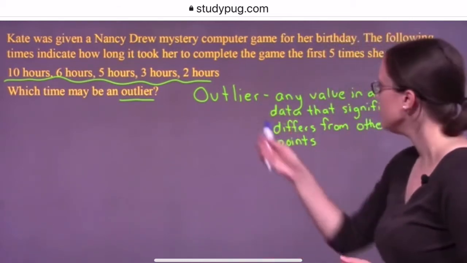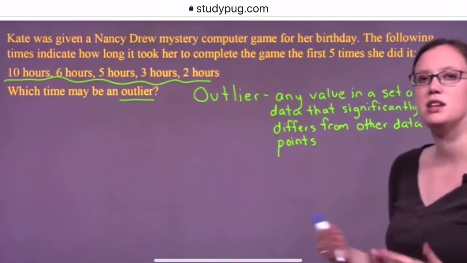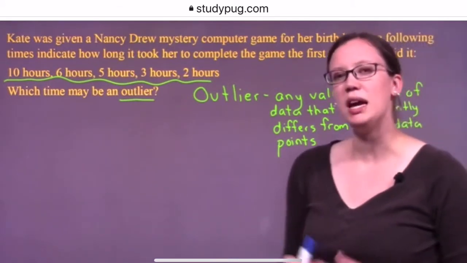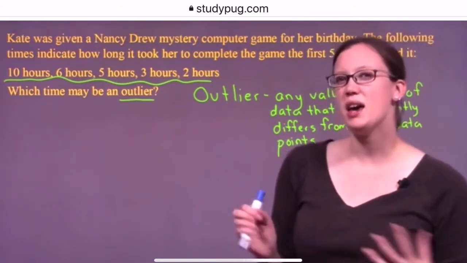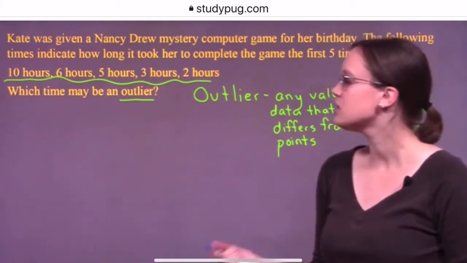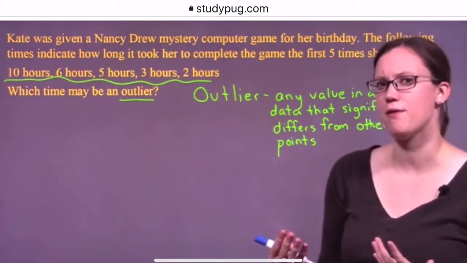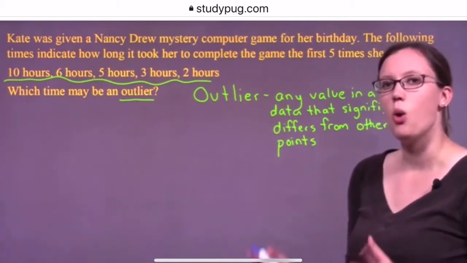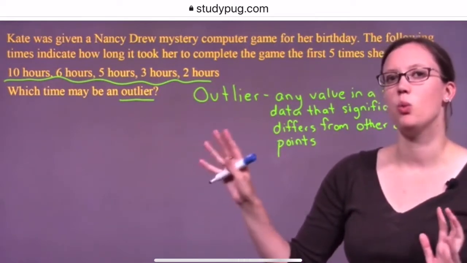So an outlier is any value in a set of data that significantly differs, okay, from the other data points. Okay, so what I mean by significantly differs is any number that is way higher or way lower than the other data values. Okay, so a way to find this is to use a number line or a graph. Using number lines or graphs for your data can help you see which points are further away from the others. Okay, and this helps you figure out which points are outliers.